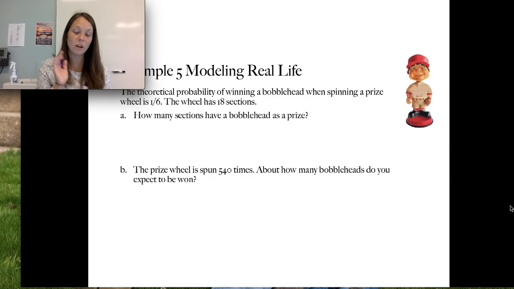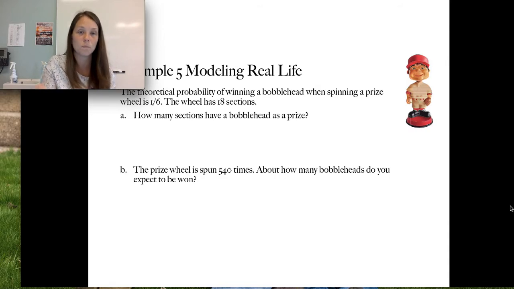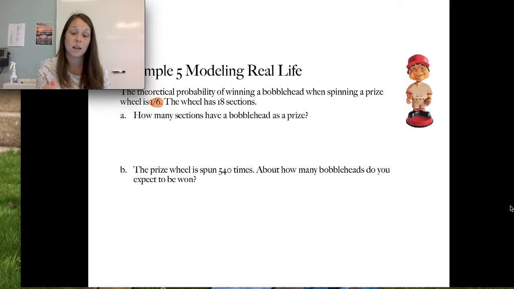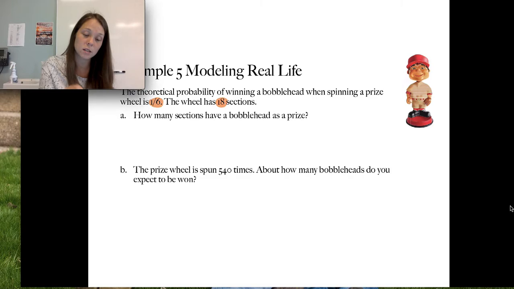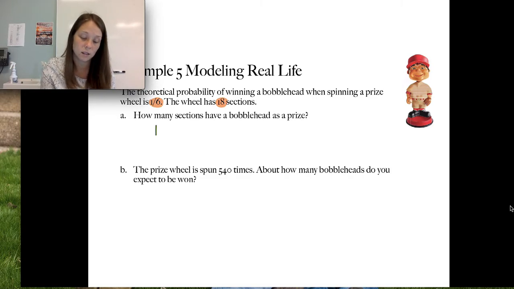All right, let's do our very last example with modeling real life. The theoretical probability of winning a bobblehead when spinning a prize wheel is 1/6. The wheel has 18 sections. It says how many sections have a bobblehead? Well, we know, and let me zoom this out a bit so you can still see it. There we go. So we know, according to this setup, that 1/6 of the wheel is bobbleheads. And if it has 18 sections, we got to figure out, well, what is 1/6 of 18?